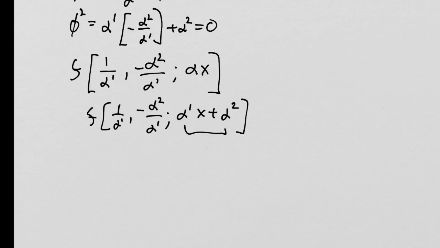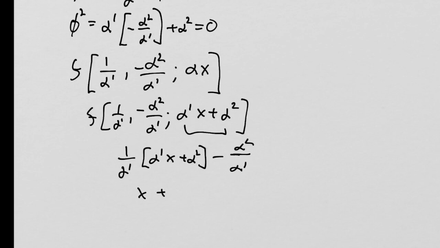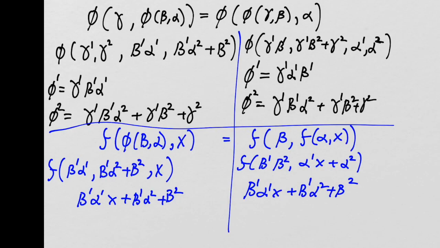And so, well, what is that result? That result will be 1 over alpha 1 times alpha 1 x plus alpha 2 minus alpha 2 over alpha 1, which of course is x plus alpha 2 over alpha 1 minus alpha 2 over alpha 1, which equals x. So it does in fact undo it. So the inverses exist. So good enough. We've sort of shown everything that we really need to show about this.